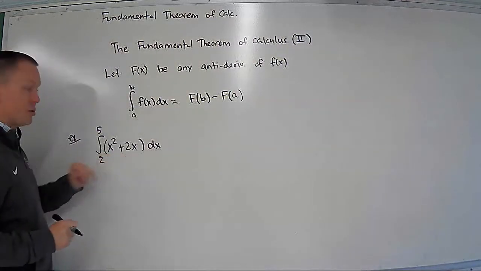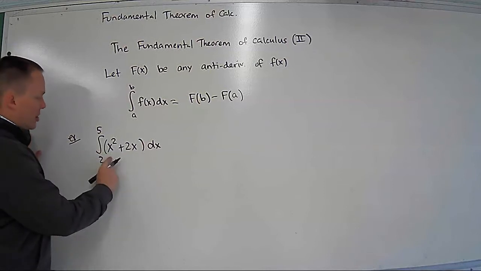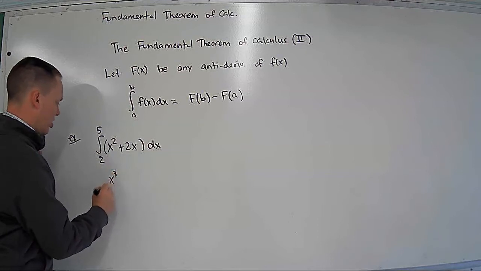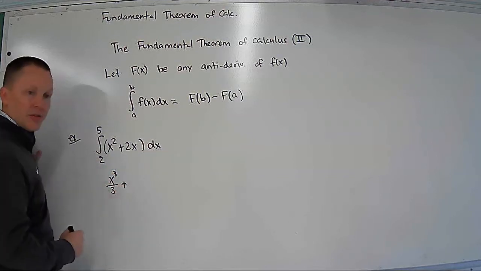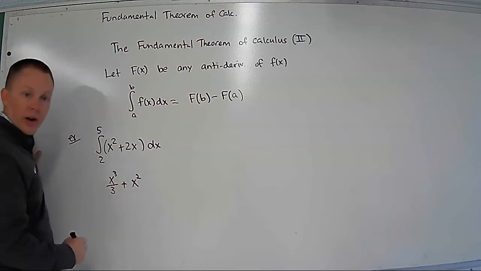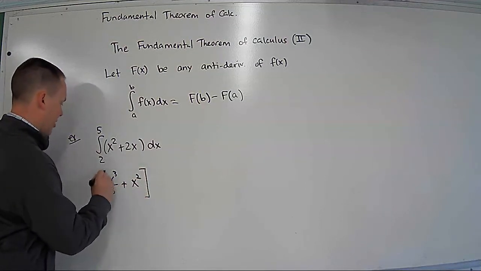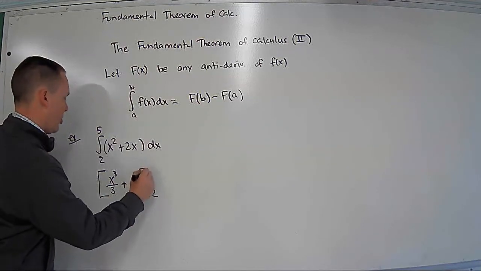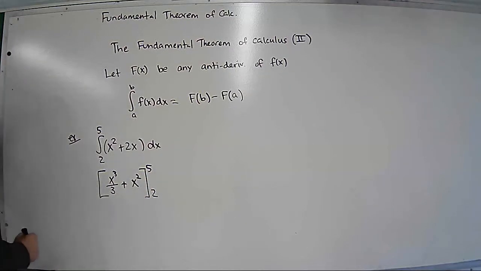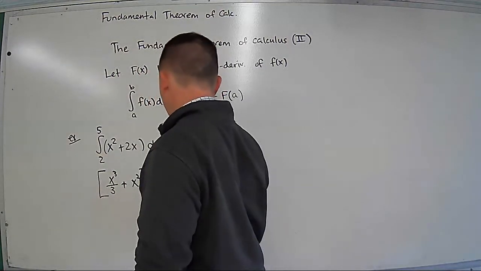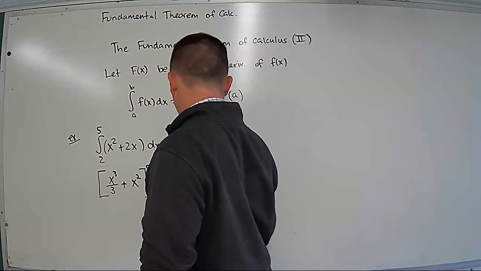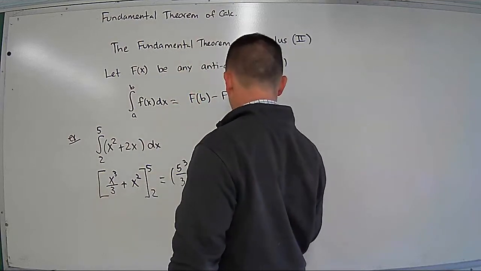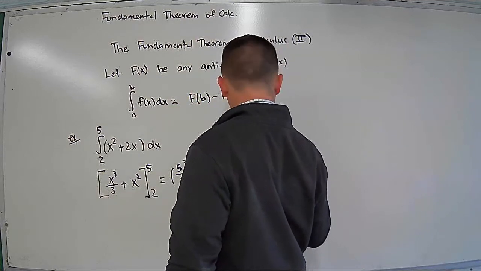So what we're going to do is find that antiderivative. I'm going to do each one of these term by term. The antiderivative of x squared is x cubed over 3. The antiderivative of 2x is x squared. And now I'm going to put brackets around this. That indicates to the reader, this is my antiderivative, and then I'm going to evaluate this between 2 and 5. I'm going to find the difference between those two. So that'll be 5 cubed over 3 plus 5 squared, minus 2 cubed over 3 plus 2 squared.